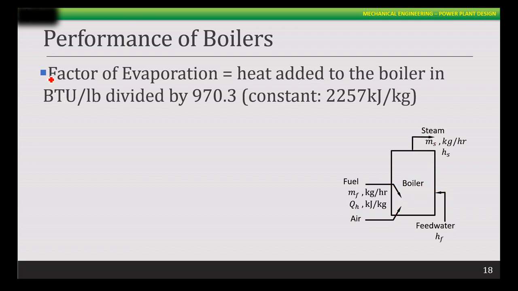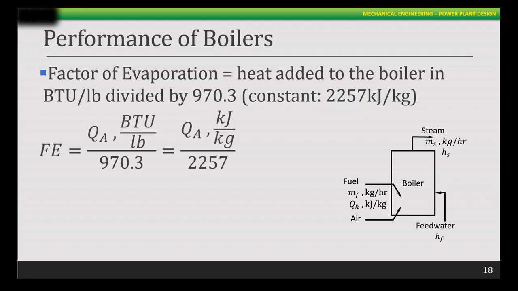So we have these terms. Factor of evaporation: this is the heat added to the boiler in BTU per pound divided by 970.3. This is actually equal to 2257 kilojoules per kilogram. I think you are familiar with this one, the latent heat. And then FE, the factor of evaporation, is equal to Q_A, the heat added, divided by 970.3 or 2257. Okay, take note of the units.